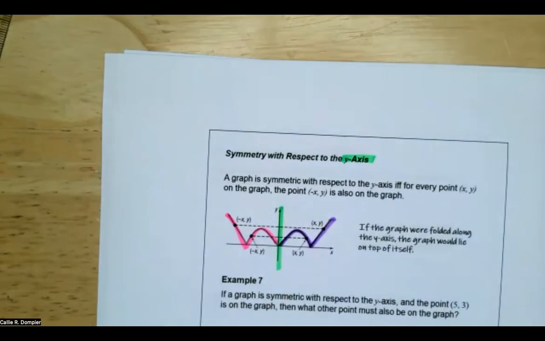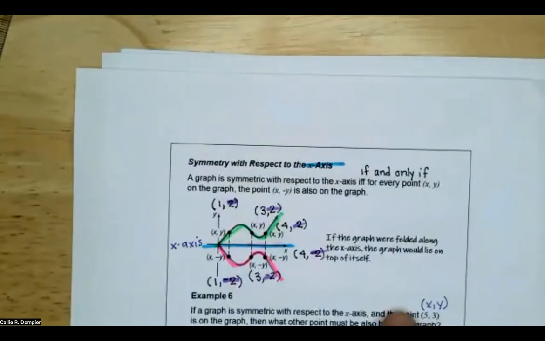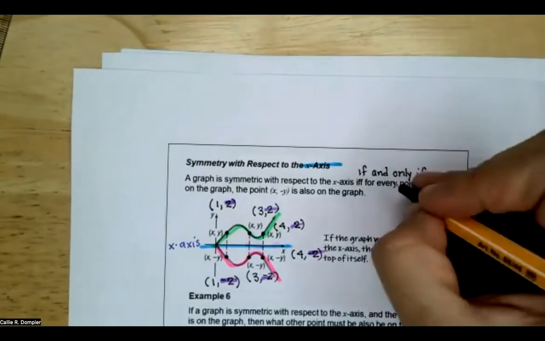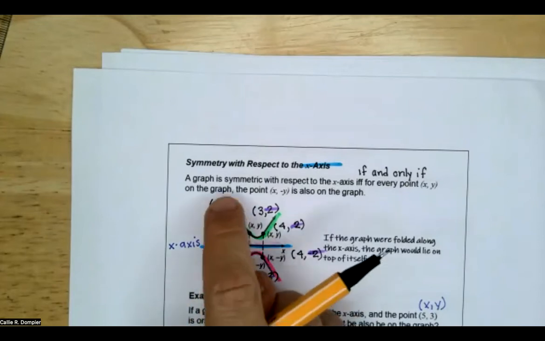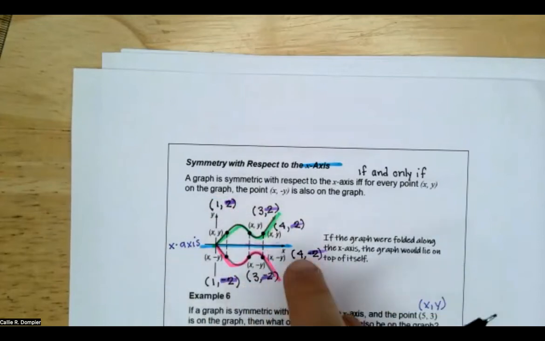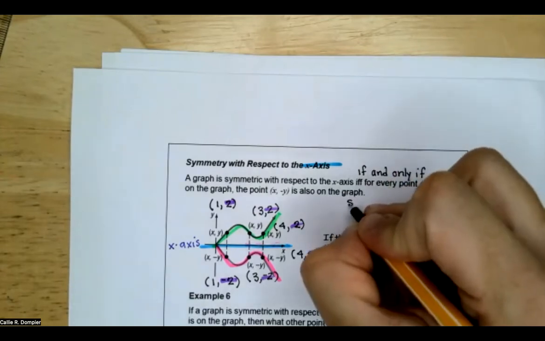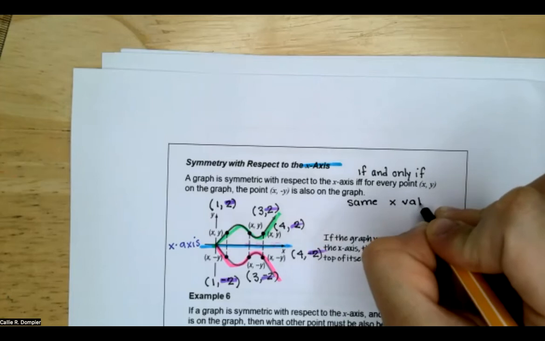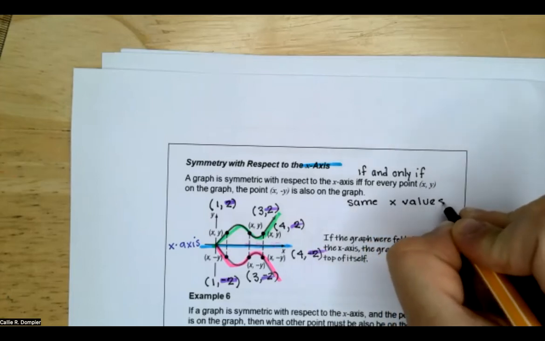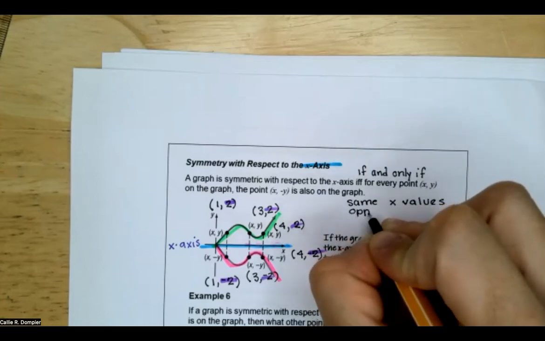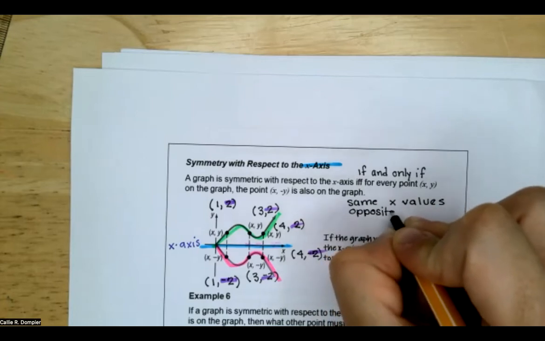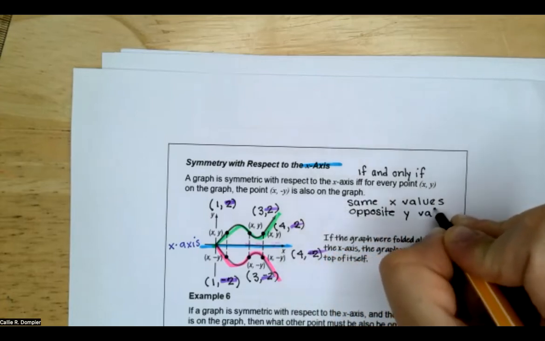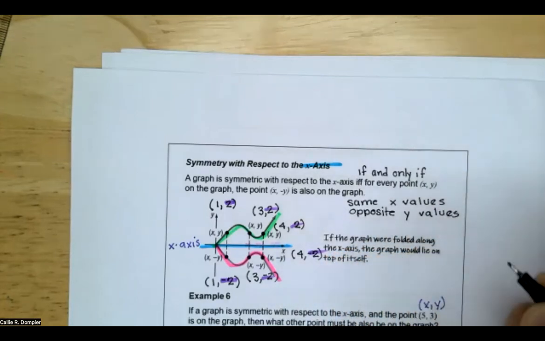So this guy was the same x value, 1, 1, 3, 3, 4, 4. Opposite y value. Opposite y values. Again, don't write down everything I say if it's not helpful.